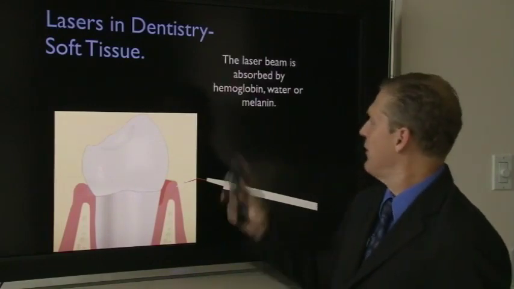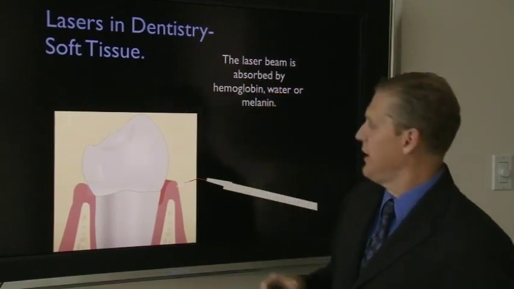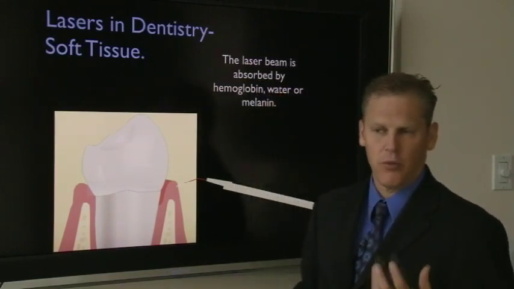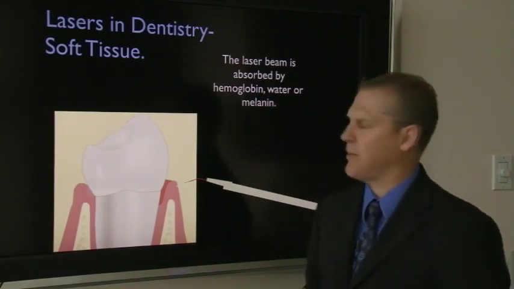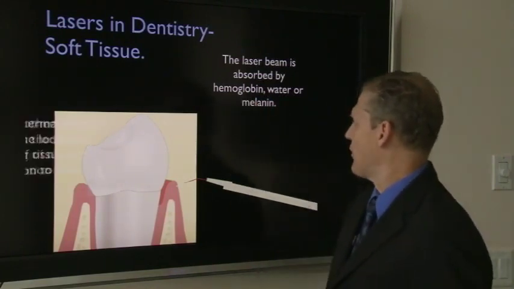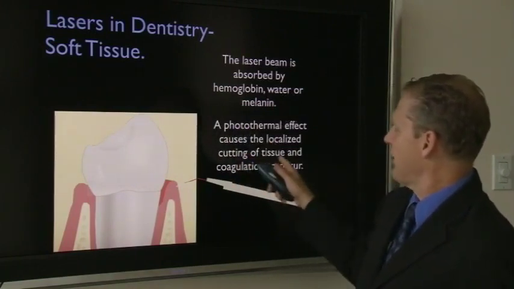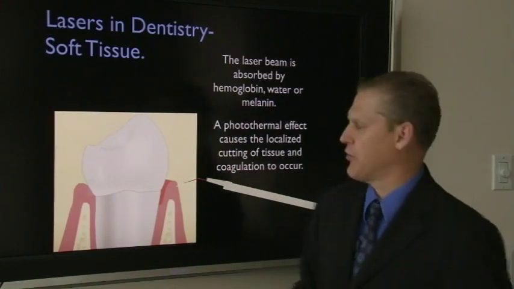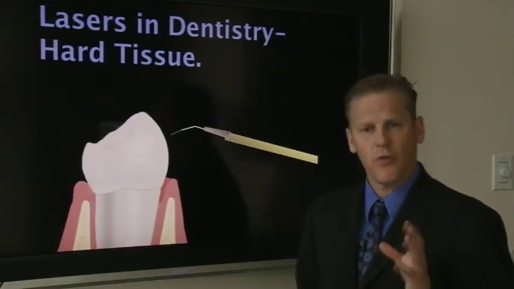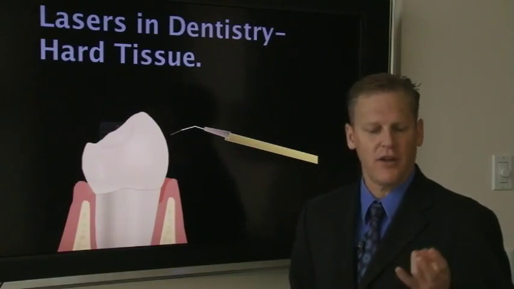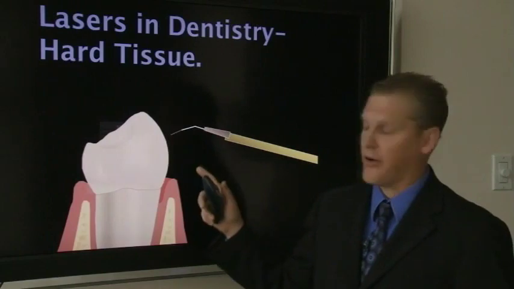Again, the laser beam is absorbed by either hemoglobin, water, or melanin; it's absorbed by pigment. The chromophore is pigment, and the energy beam is absorbed by the pigment, and it's this interaction that causes the reaction. The photothermal effect causes the cutting of tissue and causes coagulation to occur. Hard tissue is a little different. The chromophore in hard tissue is not so much melanin or pigment, but is in fact water.